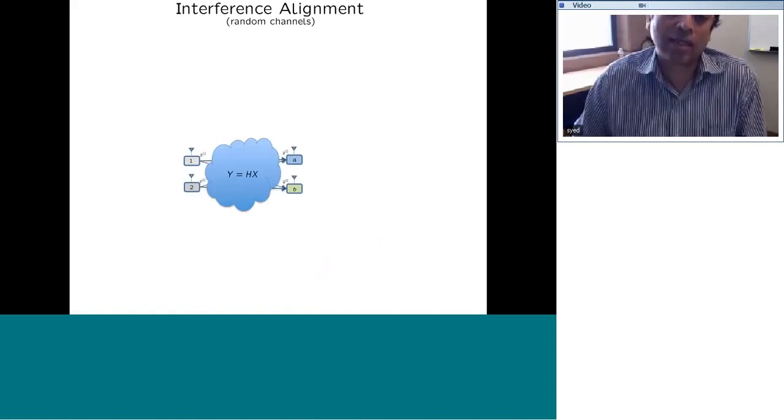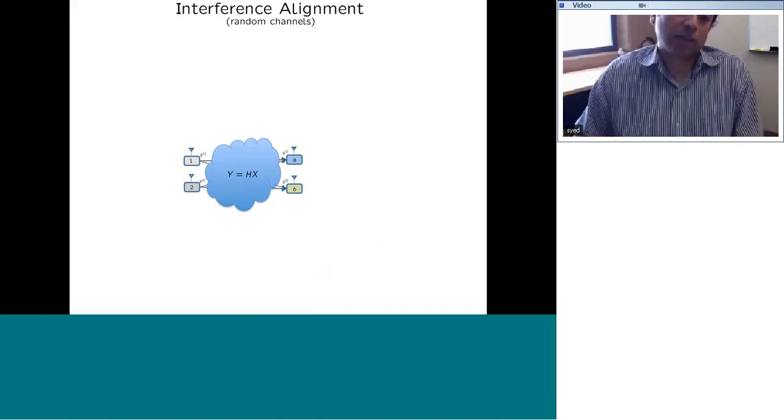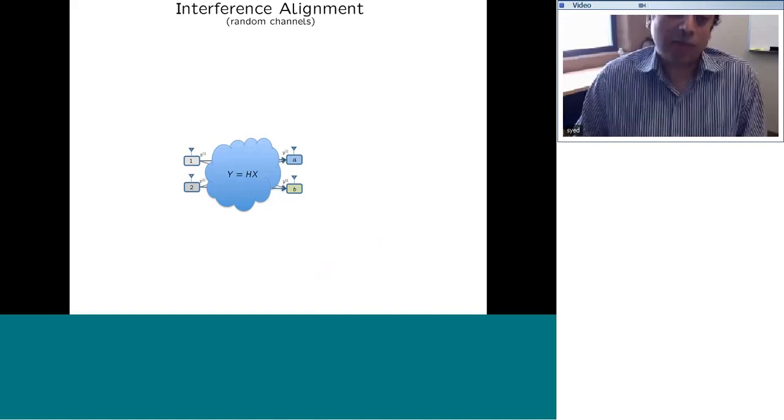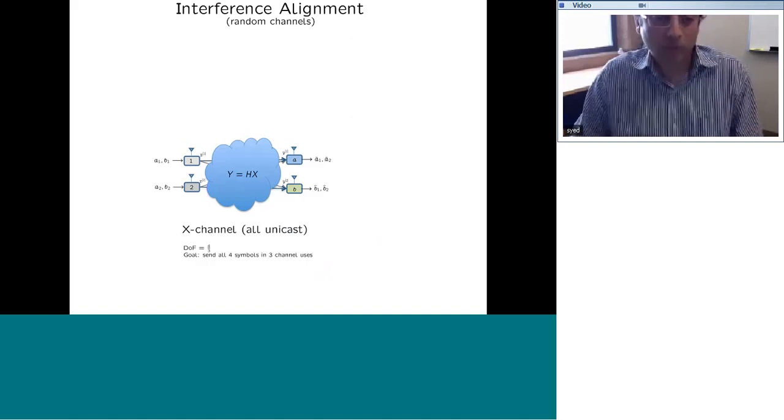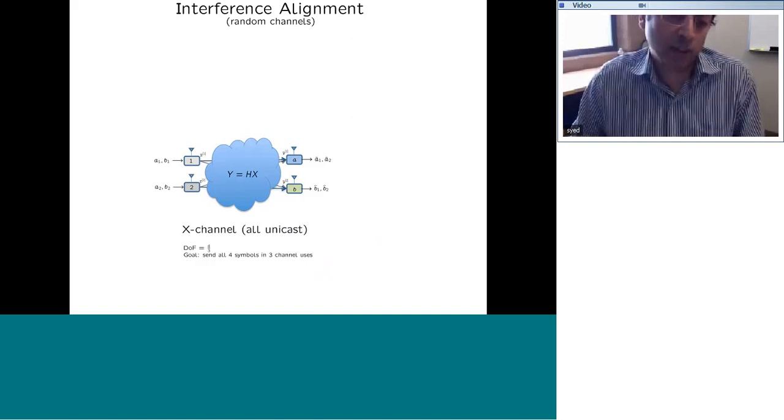This is a wireless network, but you could think of it as a network coding problem with a random linear network coding inside the network. It makes no difference. If you think of it as a wireless network, you will get the degrees of freedom. If you think of it as a network coding problem, you will get the exact capacity. They will turn out to be the same number, 4 over 3 in this case. The DOF equals 4 over 3.